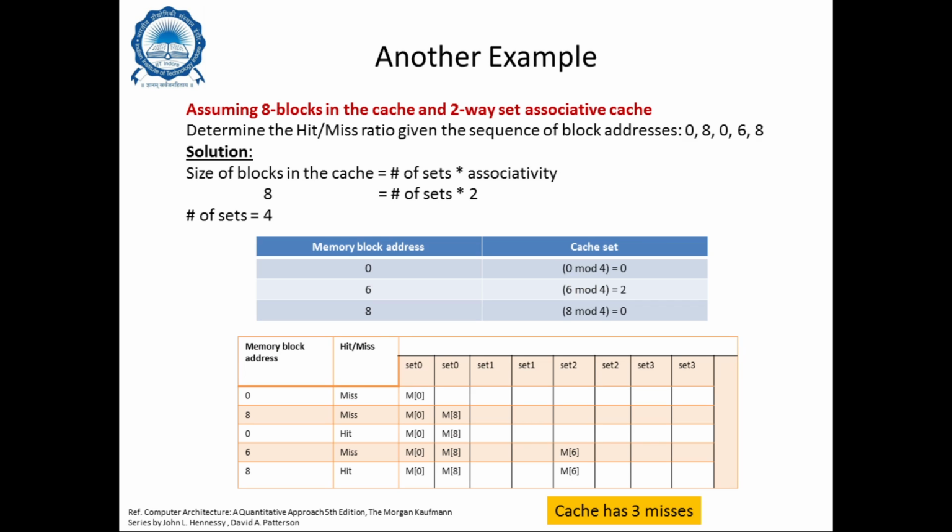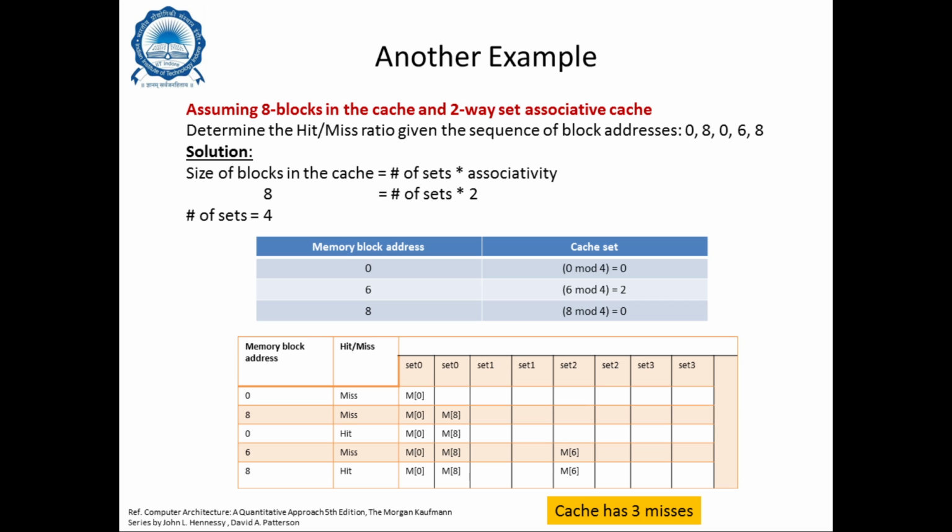Now let's look into another example. Assuming that you have an 8 block cache and you have a 2-way set associative cache, determine the hit miss ratio given the sequence of blocks 0, 8, 0, 6, 8. So it's the same reference, but we are changing it to 8 blocks and see how it makes a difference. The size of the cache is 8 blocks, and the number of sets is 4 because the associativity was 2.